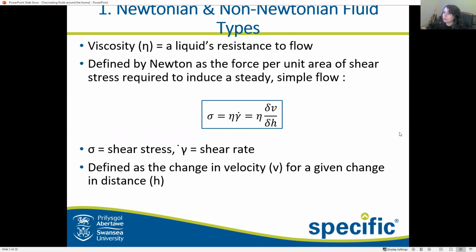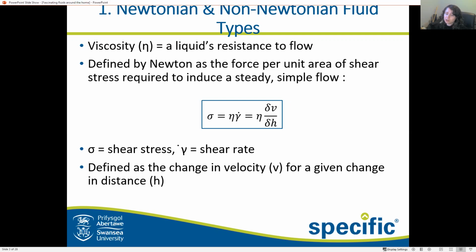Newtonian and non-Newtonian fluids. So when we're talking about fluid types, we're referring to its flow properties. So a key property in here is viscosity. So this is a liquid's resistance to flow. So if I were to stir something, how readily would it flow? How easy would it be to flow? Do I have to put a lot of strength in to make it flow around? Or will it just flow around me like water?